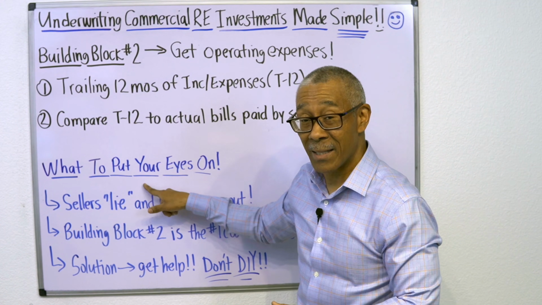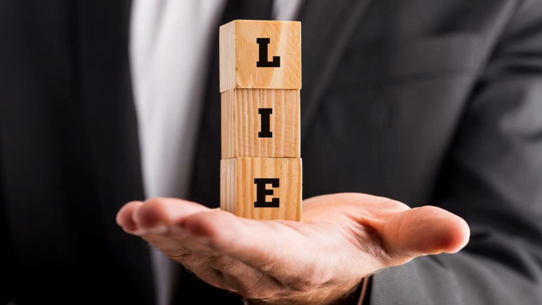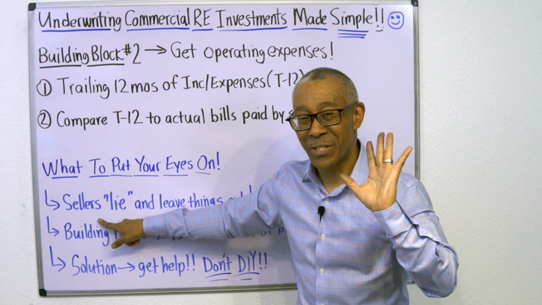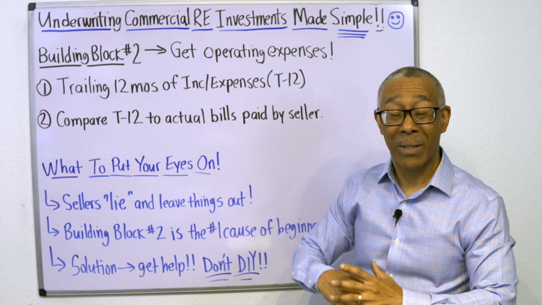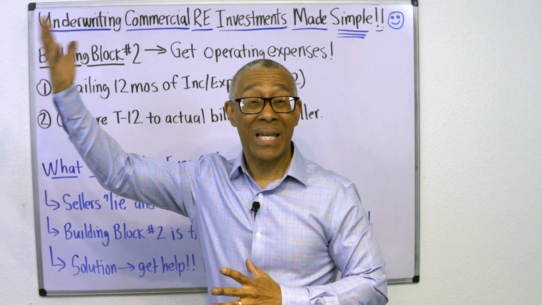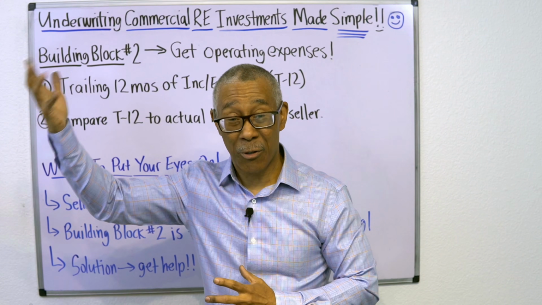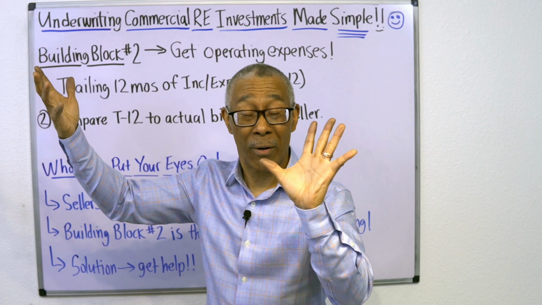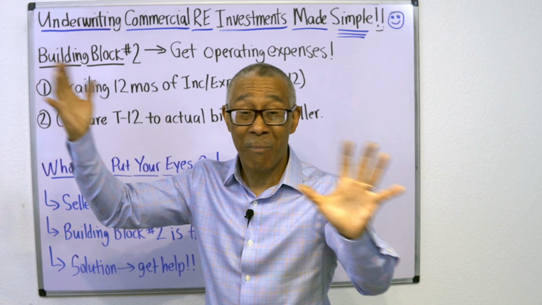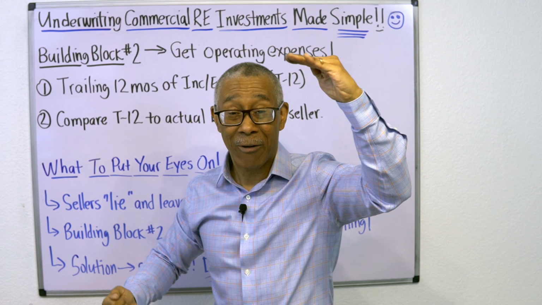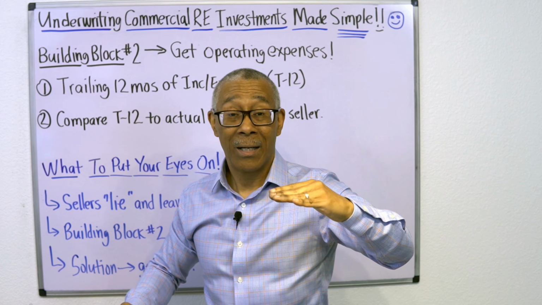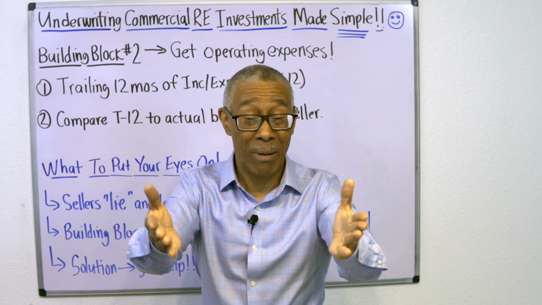Again, what to put your eyes on is sellers lie. That's right. Sorry to say that, but sellers lie and they leave things out. Okay? Their property may have incurred $15,000 of electrical expenses, but the seller only reported $10,000, off by $5,000 on purpose to give him a higher NOI, a higher deception of cash flow, so you will buy the property.